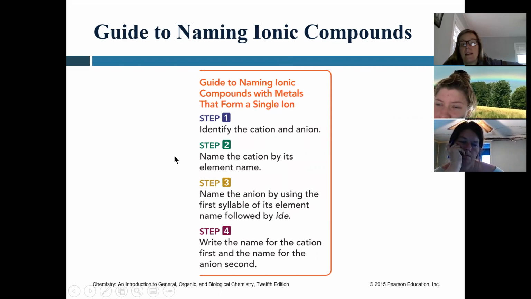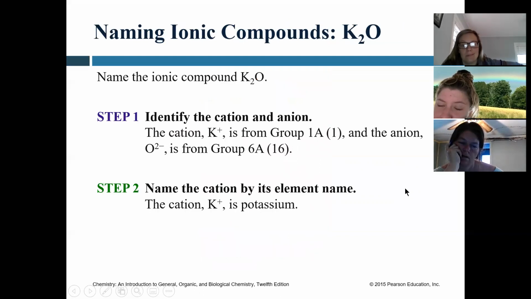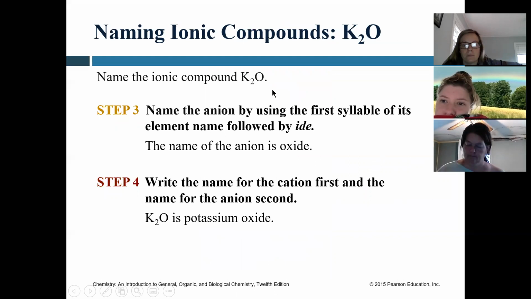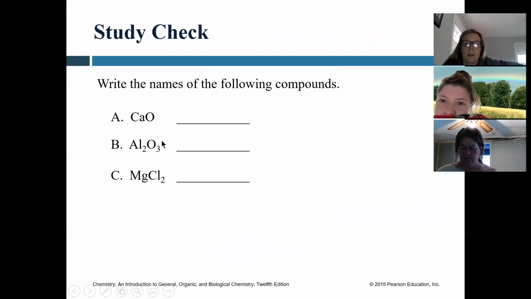So, guide to naming: identify the cation and the anion, name the cation, which is just another way of saying the metal or the positively charged thing, name the anion and IDE it. Great. So looking at this thing, we've got potassium and oxygen. So if we were to name this thing, it would be potassium oxide, and you're done. Okay, name these three things.